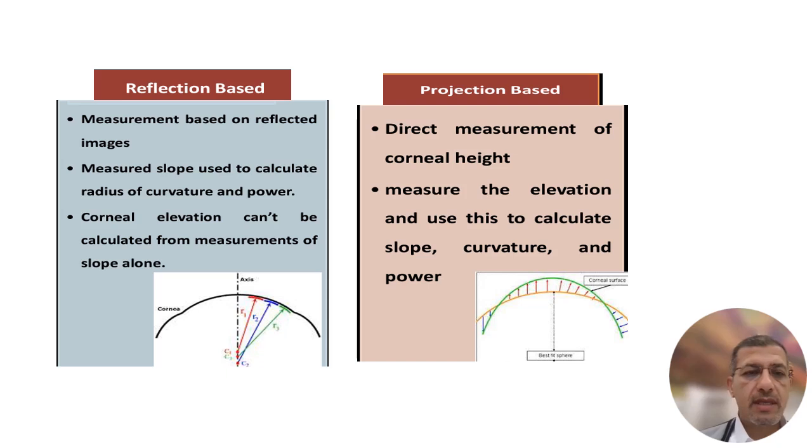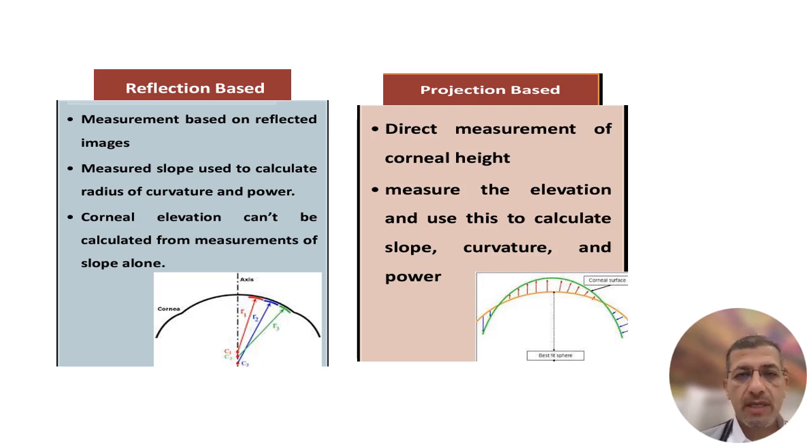The reflection-based topography works on the principle of projecting concentric circular mirrors onto the surface of the cornea, and the reflected rays are captured and processed by a special computer. The processing will determine the distance and the distortion between these mirrors, and accordingly it can calculate the slope and the radius of curvature, and in turn it will give information about the power of the cornea.